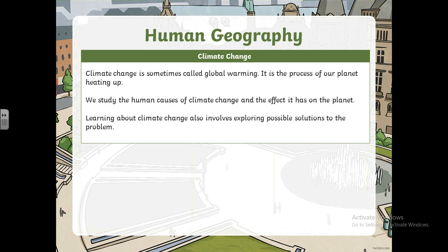And climate change, obviously a very big one at the moment. It's sometimes called global warming. It's the process of our planet heating up. We study the human causes of climate change and the effect it has on the planet. Learning about climate change also involves exploring possible solutions to this problem.